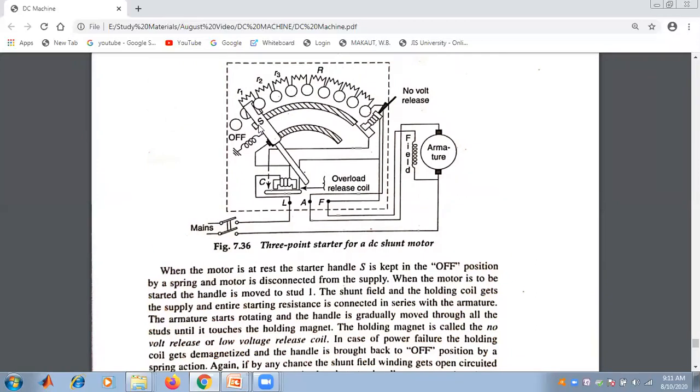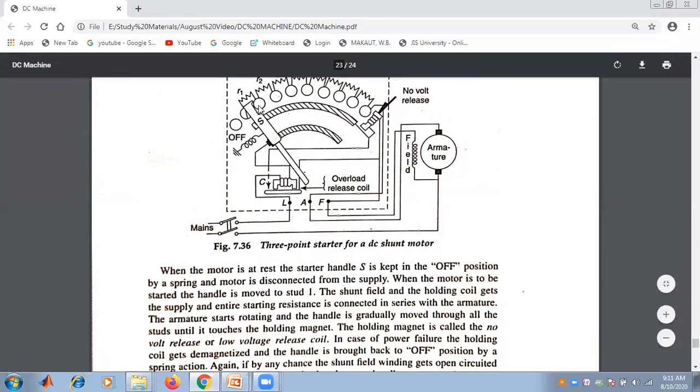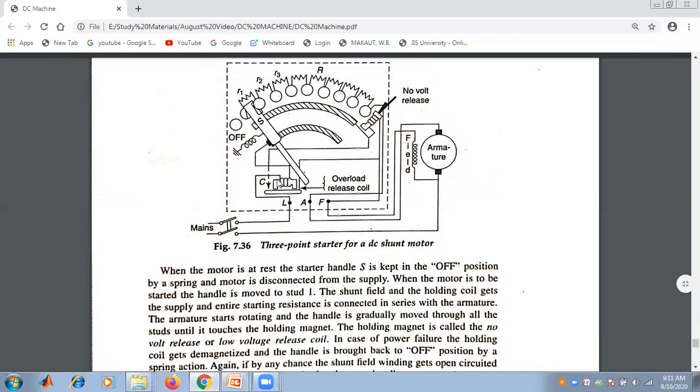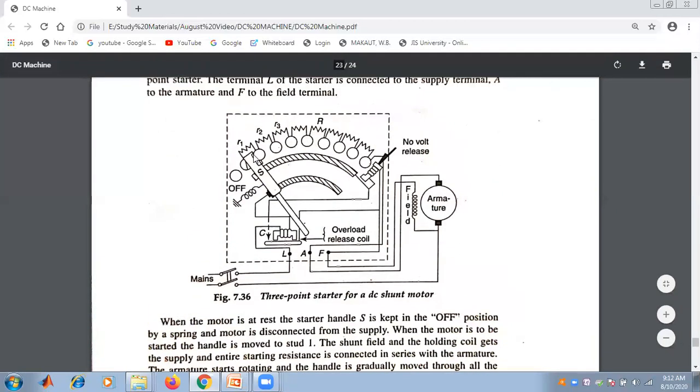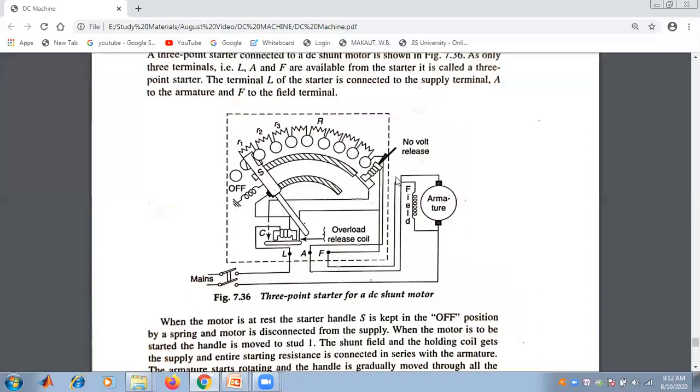When the motor is going to be started, the handle moves to the one position. As a result, the shunt field and the holding coil get supplied and energized. And the entire starting resistance is connected in series with the armature resistance.